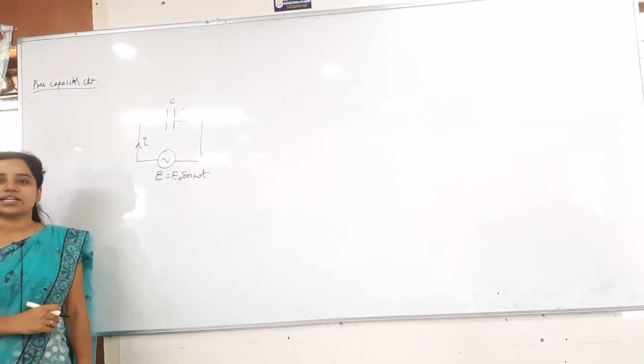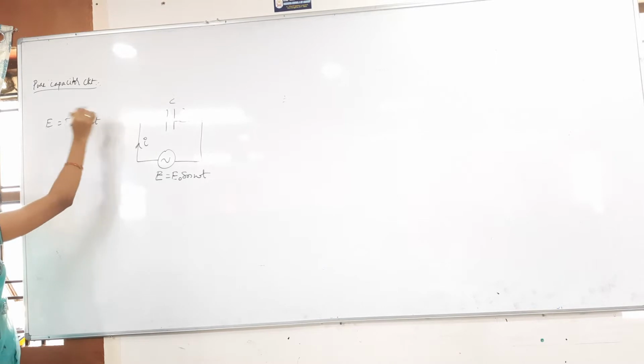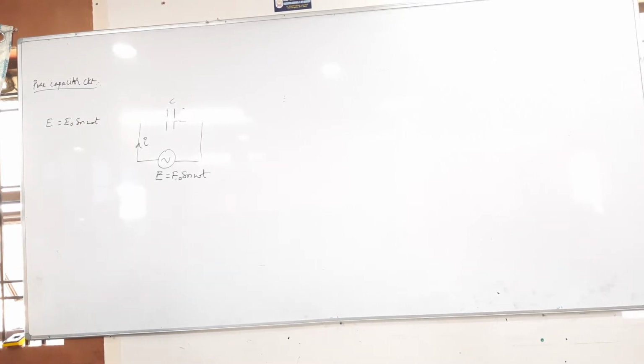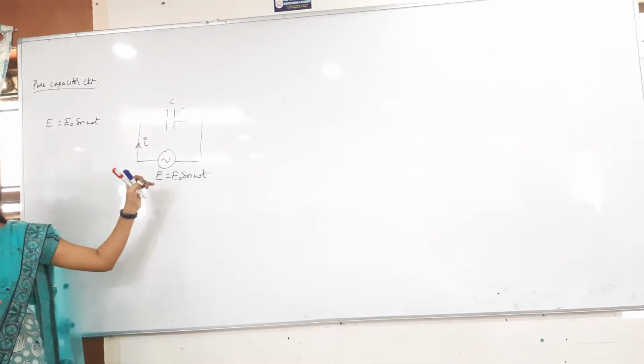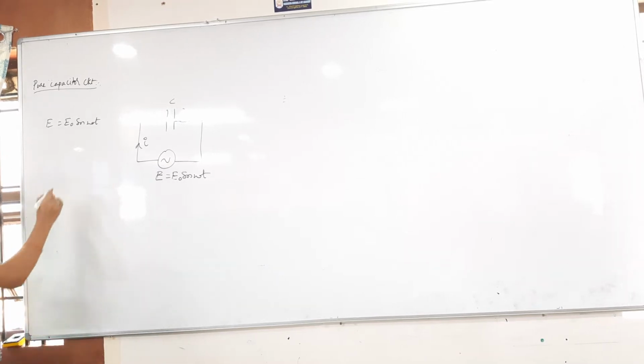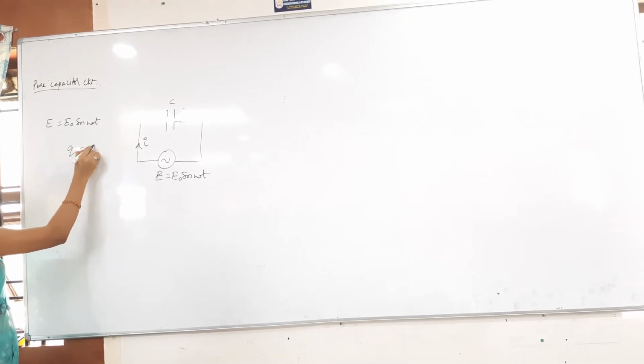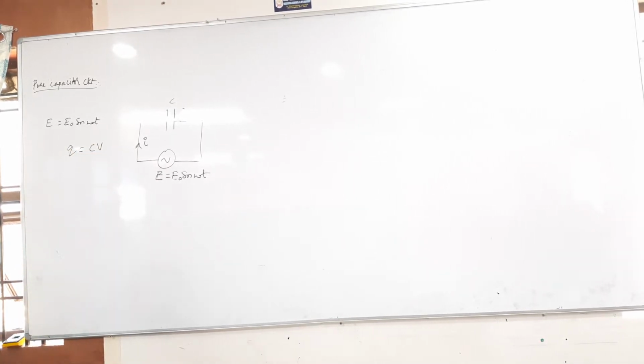From that I have to get the current. So let's see how we will do that. E is equal to E naught sin omega t is the initial AC voltage I have taken. From that I have to get the current flowing in the capacitor. How to do that? First of all, C is equal to Q by V, otherwise Q is equal to C into V.